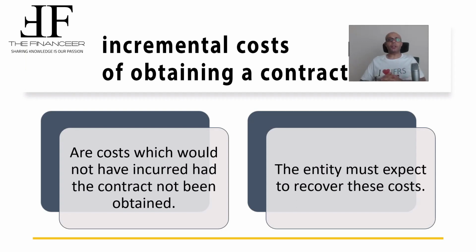Incremental cost of obtaining a contract. There are two conditions that must be met in order to consider any cost as incremental cost of obtaining a contract. The first condition is that this cost wouldn't have been incurred had the contract not been obtained. So let's take an example. Assume that you are paying sales commission once the contract is obtained. So this sales commission is directly related to this contract.